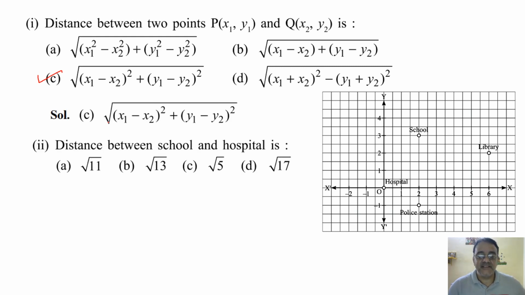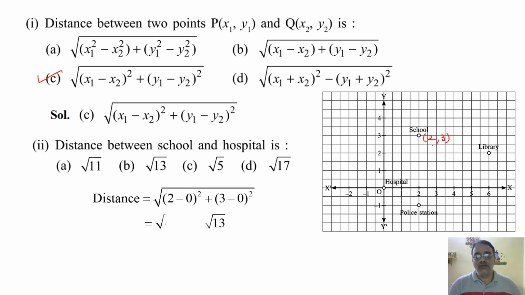Next question. Distance between school and hospital. Okay, school and hospital, what is the coordinate of school? 2, 3. 2, 3, right, and hospital is 0, 0. So 2 minus 0 whole square plus 3 minus 0 whole square, that is 4 plus 9, root 13, and the correct option is B.